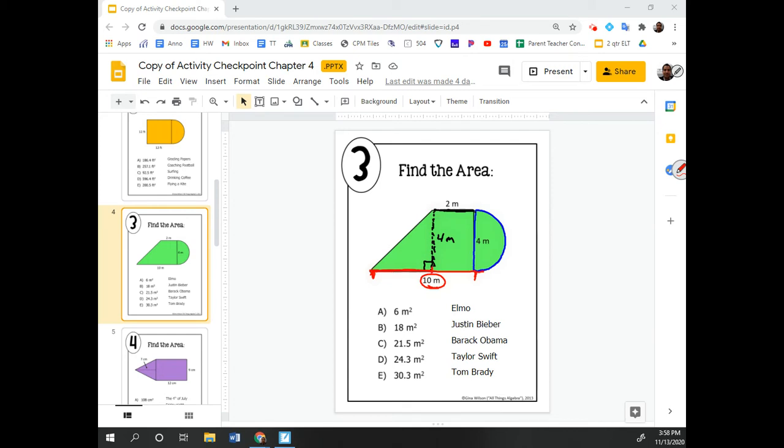So what can I do? Well, I know this right here is how much? It's the same as this 2 up here. So this must be 2 meters. Which means if the whole thing is 10 meters, this must be 8 meters.